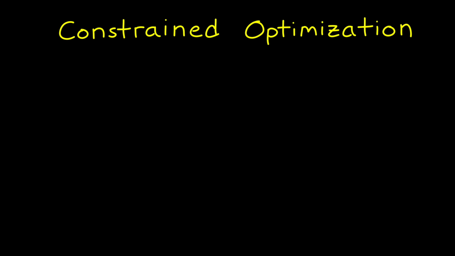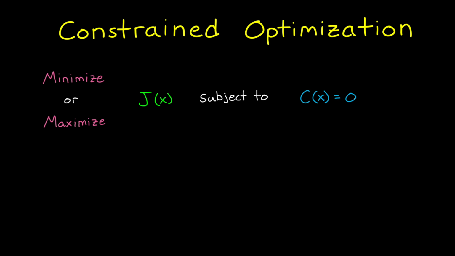In this video, I want to show you a really cool way to solve a constrained optimization problem, which is a problem where you're trying to find the minimum or the maximum of a function, like J of x, and it's subject to a constraint C of x equals 0.